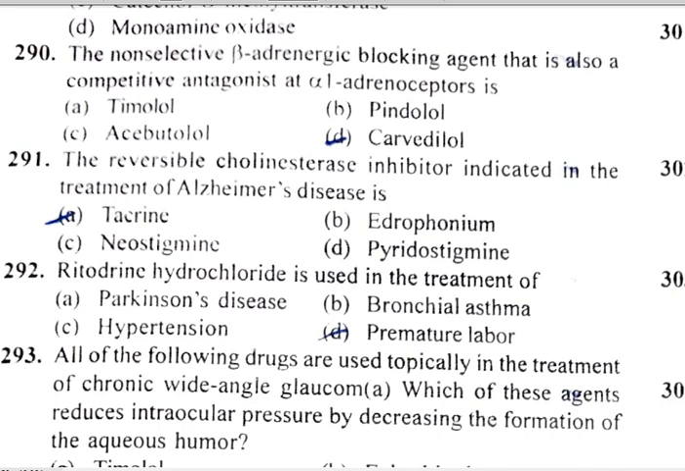The non-selective beta-adrenergic blocking agent that is also a competitive antagonist at alpha-1 adrenoreceptor is carvedilol. The reversible cholinesterase inhibitor indicated in the treatment of Alzheimer's disease is tacrine. Ritodrine hydrochloride is used in treatment of premature labor.